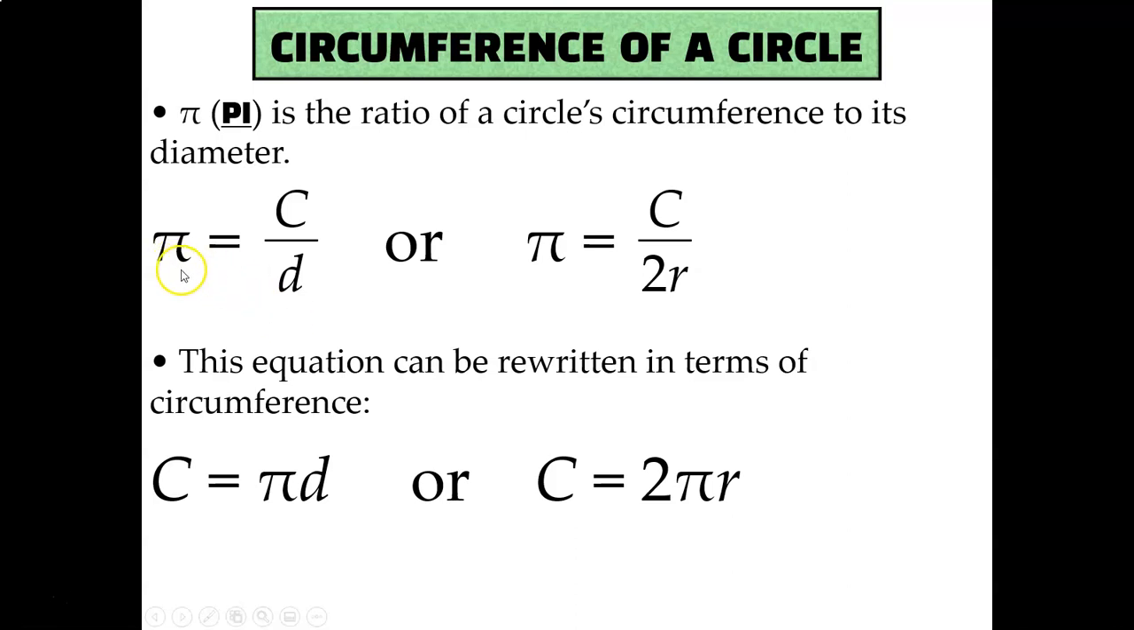So you could say that pi is equal to circumference over diameter, or since diameters are equal to double the length of the radius, you could say that pi is equal to the circumference over 2r. But more often than not, we would prefer to be solving for the circumference, so we can multiply both sides by d, or multiply both sides by 2r, and say that the circumference is equal to pi times the diameter, or that the circumference is equal to 2 pi times the radius.